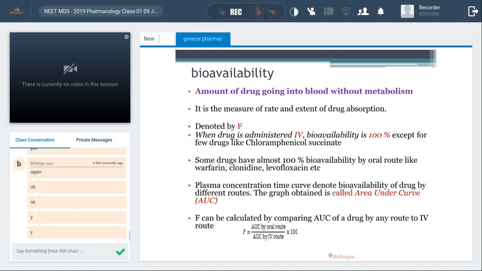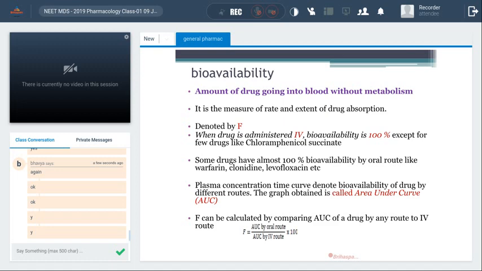So each drug will have a different bioavailability. It could be 10%, it could be 50%, it could be 100%, it could be 80%. Usually for oral drugs, it is always less than 100%. And for IV drugs, because you are directly injecting into the circulation, there is no chance that it gets destroyed anywhere else. So for IV drugs, bioavailability is 100%.